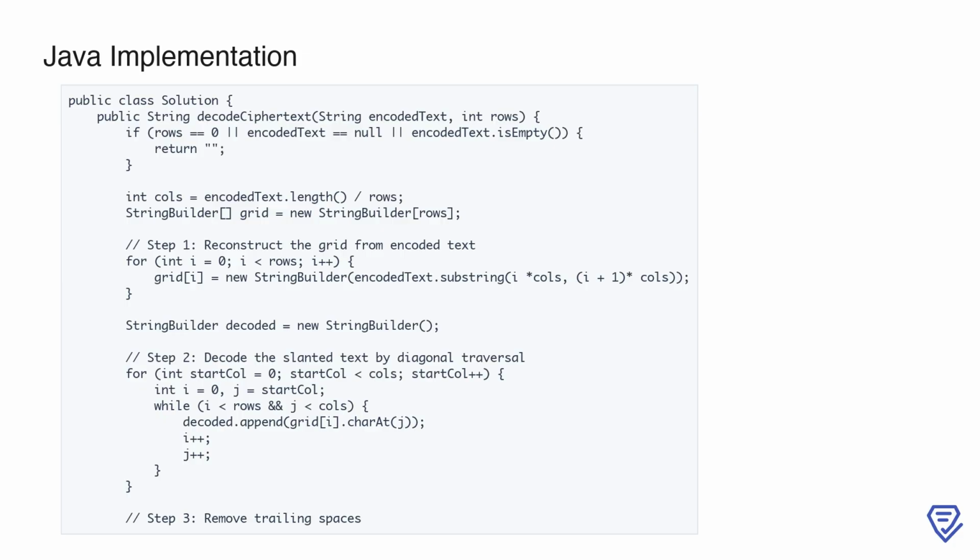We then proceed to decode the slanted text using a diagonal traversal. Starting from each column in the first row, we traverse diagonally downwards. During this traversal, we append the characters at the current position to the decoded StringBuilder, and then move to the next row and column in the diagonal direction. This process continues until we either run out of rows or columns.